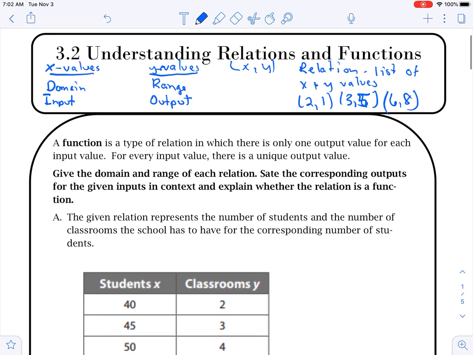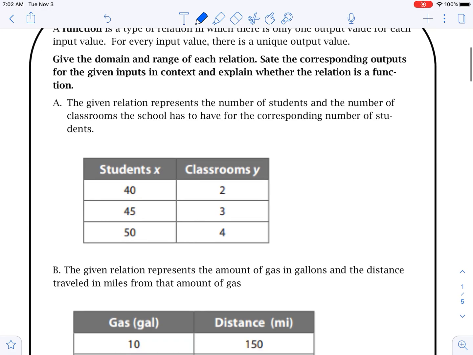So we're going to go down here, and we're going to describe our domain and range. Our domain is our x values, so we're just going to make a list. My x values are 40, 45, and 50. My range then is my y values, so I'd have 2, 3, and 4. Typically, we're going to put them in numerical order from least to greatest. That's how you see it. So that right there is a listing of our domain and range.